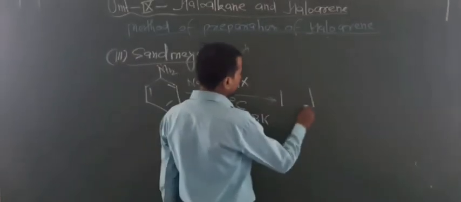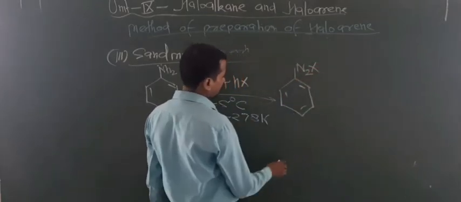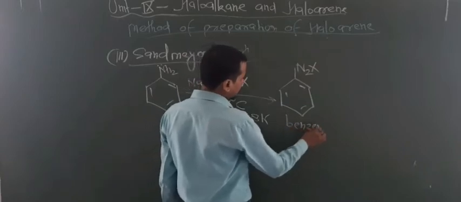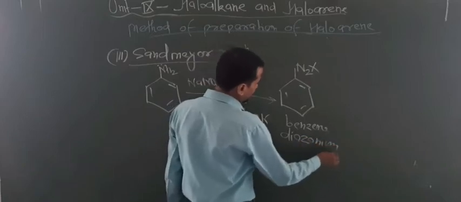But look here: NaNO2, sodium nitrite, and HX. Here you have to focus on the temperature, 0 to 5 degrees centigrade. Either you can write 273 to 278 Kelvin. The temperature is a must. Now this will generate one chemical that is known as diazonium salt, ArN2X. So this is known as benzene diazonium salt.